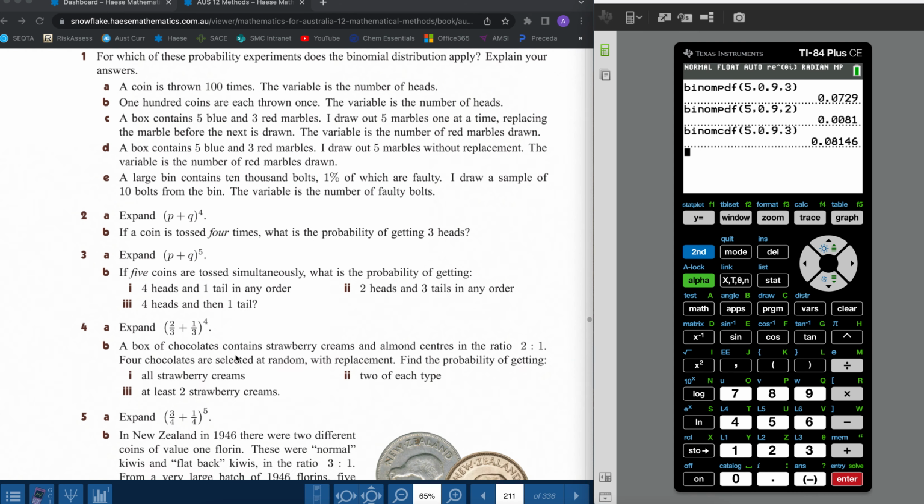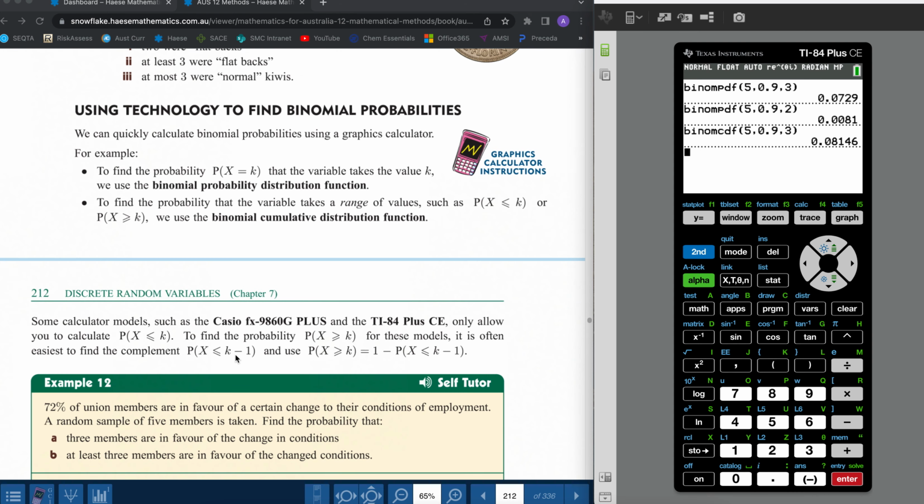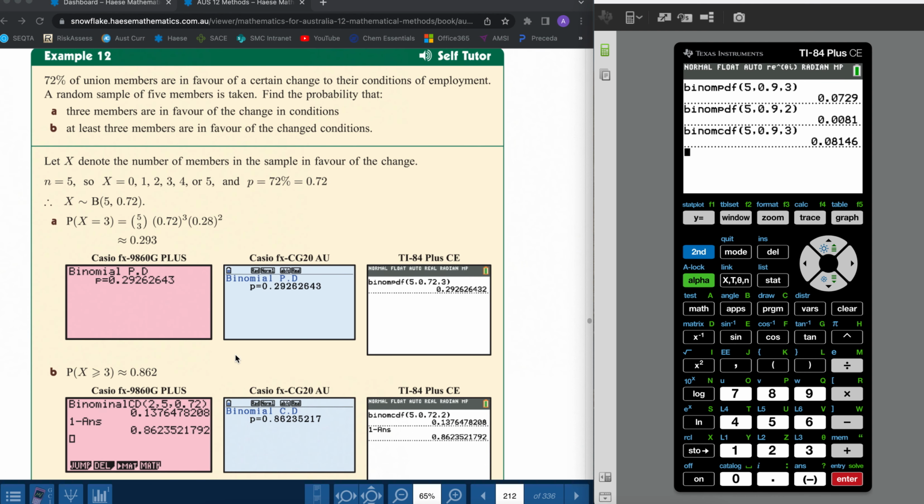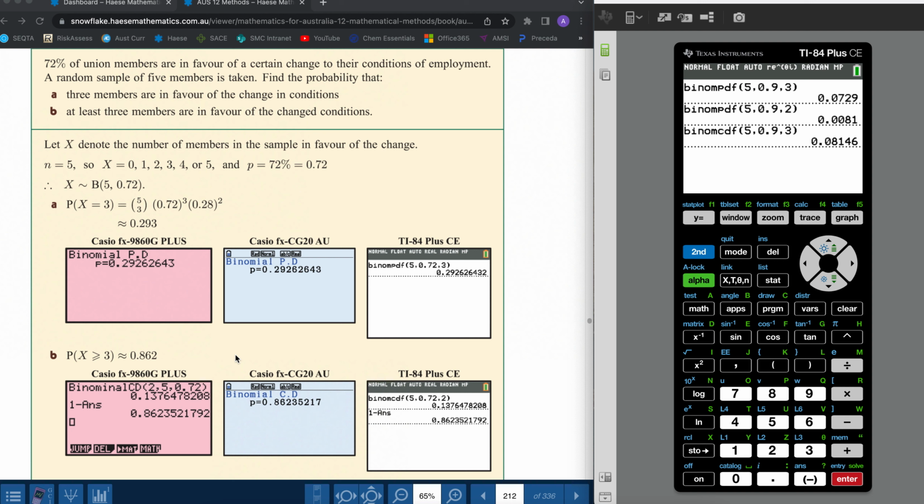If I scroll down to where they've put some questions into actually using the calculator, this question here says 72% of union members are in favour of a certain change to their condition of employment. A random sample of 5 members is taken. Find the probability that... In part B, it says at least 3 members are in favour of the changed conditions. So we want at least 3 are in favour.